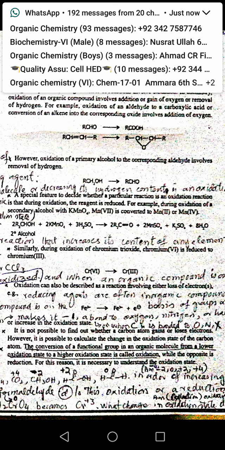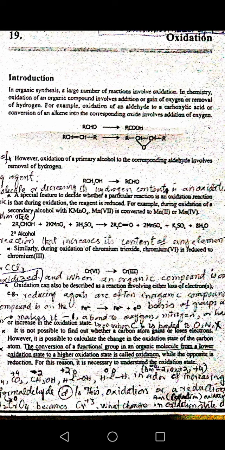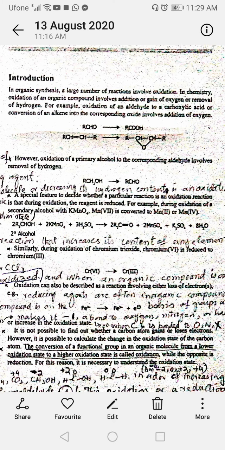Increase in the oxygen contents is called oxidation. Decrease in the hydrogen contents is called oxidation. Loss of electrons is called oxidation, and increase in oxidation state is called oxidation. Now we are applying these concepts and see how the oxidation is taking place.